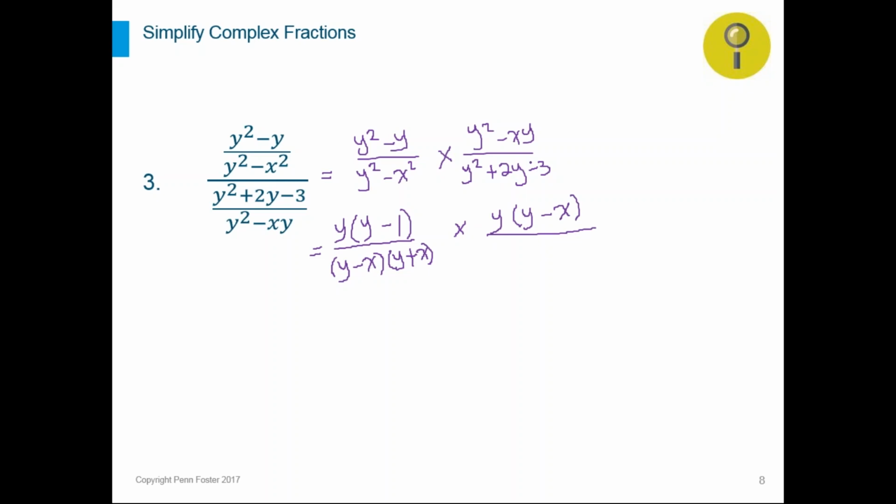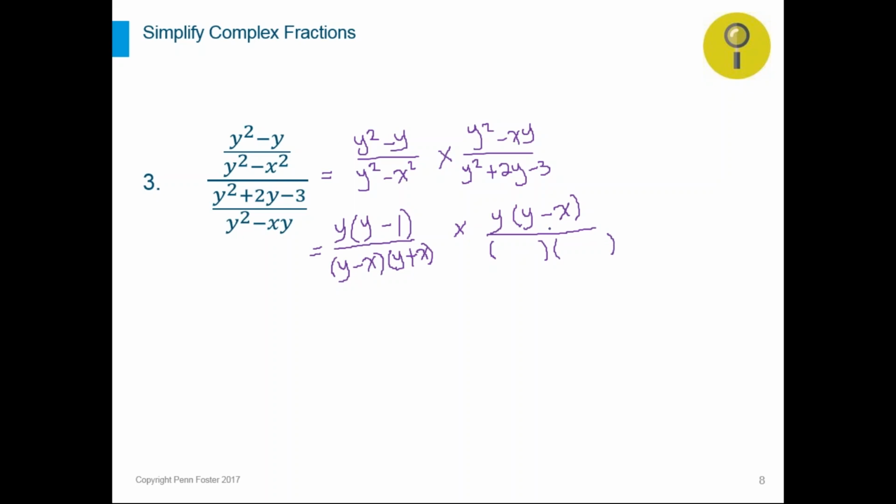So whenever I see a trinomial, I need to remember the rules on how to factor trinomials. I need two numbers. When you multiply them, you have negative 3. But when you add them, it should give you positive 2. So I'm going to try to factor. Remember, not all trinomials are factorable, but we have to at least try.